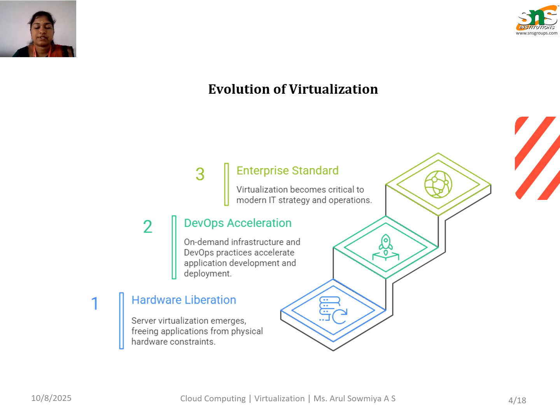So this is the evolution of virtualization. Here it shows three steps to evolve in virtualization. The first one is hardware liberation, the second one is DevOps acceleration, and the third one is enterprise standard. In hardware liberation, server virtualization emerged, freeing applications from physical hardware constraints. In DevOps acceleration, on-demand infrastructure and DevOps practices accelerate application development and deployment. In the enterprise standard, virtualization becomes critical to modern IT strategy and operations.